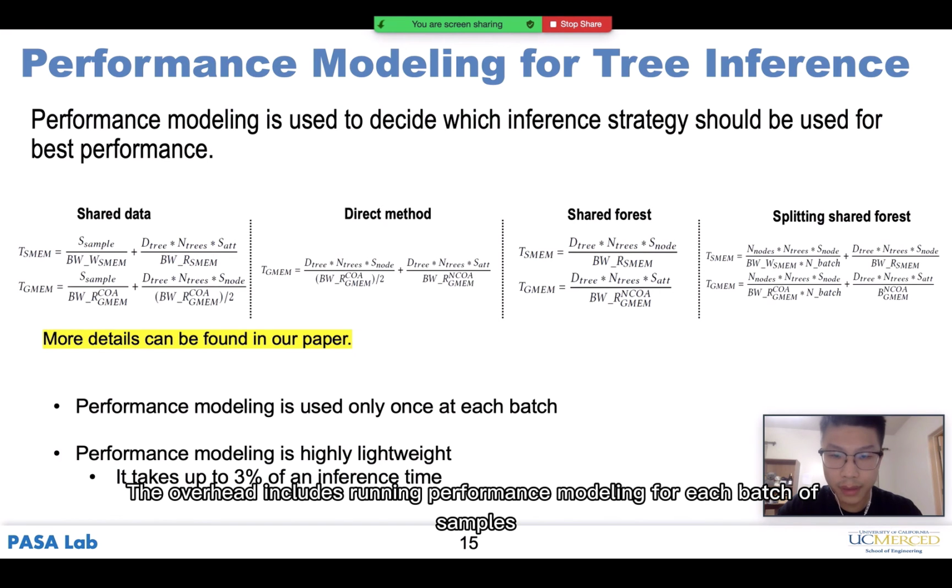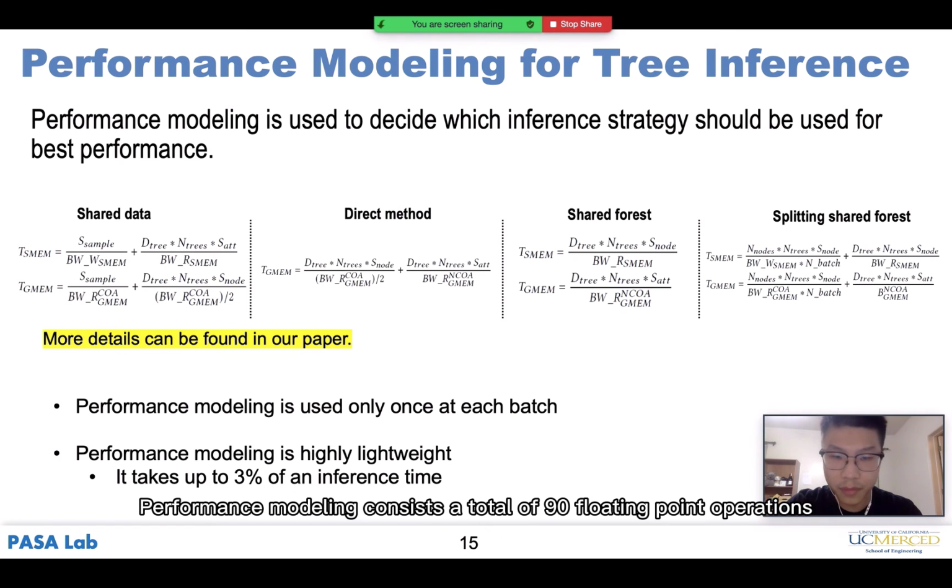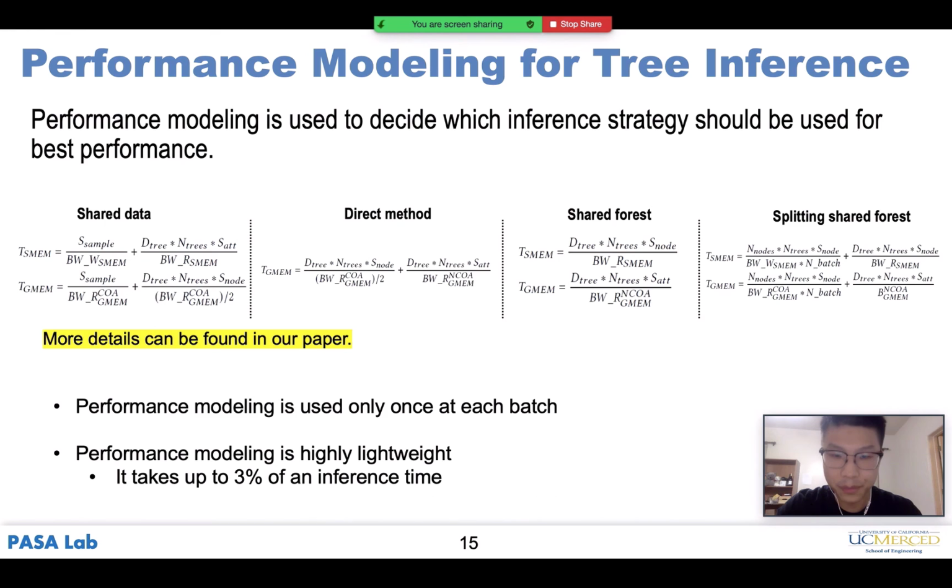The overhead includes running performance modeling for each batch of samples. Performance modeling consists of a total of 90 floating point operations, which takes up to 3% of an inference time.